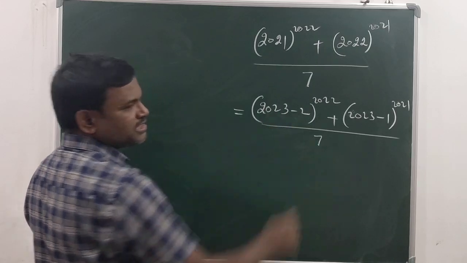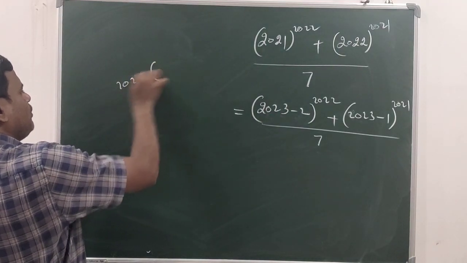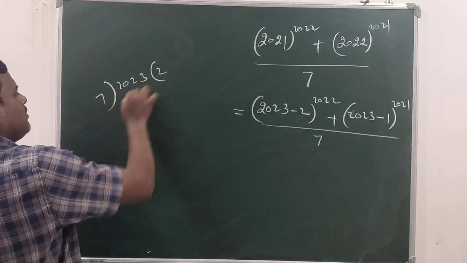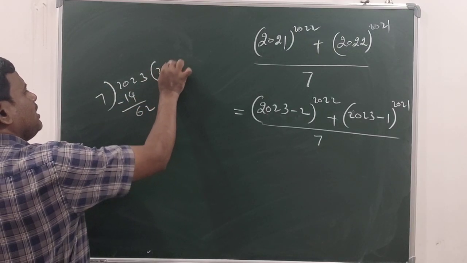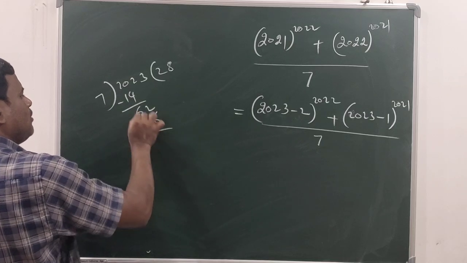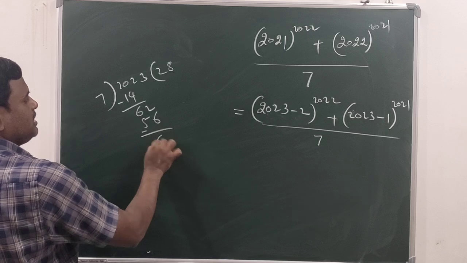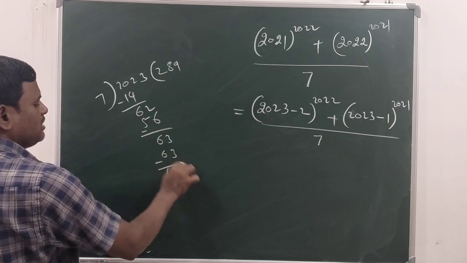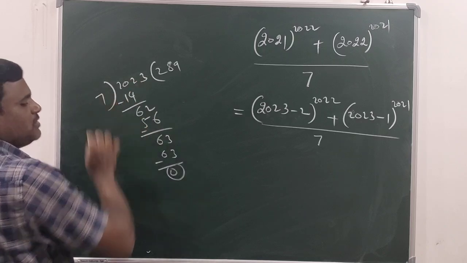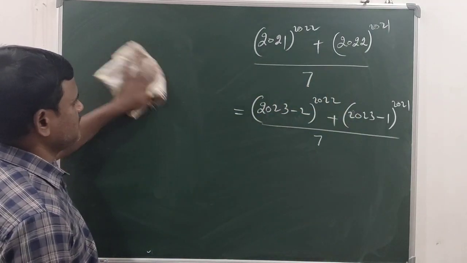Because 2023 is a multiple of 7. If you want, you can check by dividing 2023 by 7. 7 2s are 14, the remainder is 6. 7 8s are 56, the remainder is 6, 3. So 7 9s are 63. The remainder is 0. Hence this is a multiple of 7. So now apply the binomial theorem for this.